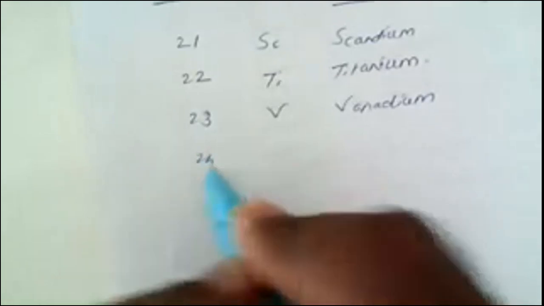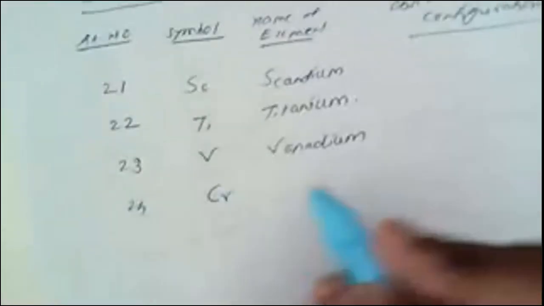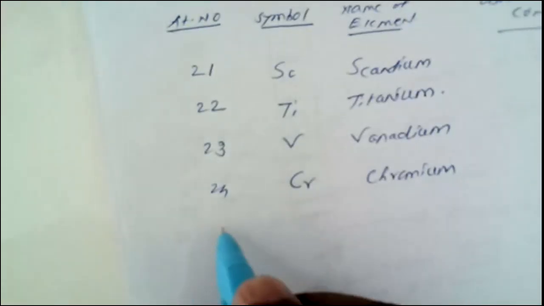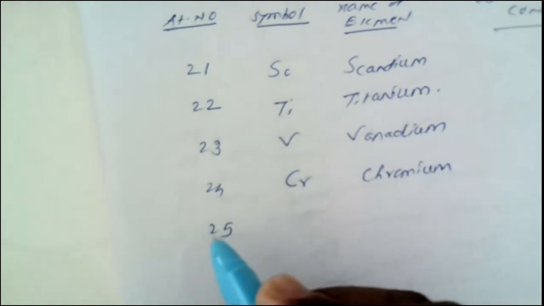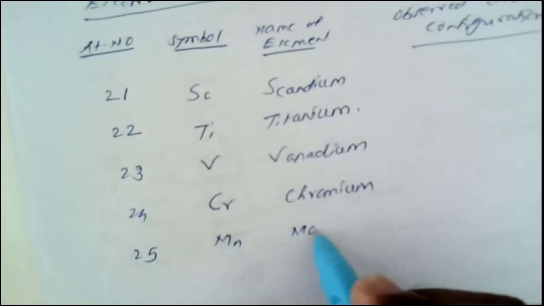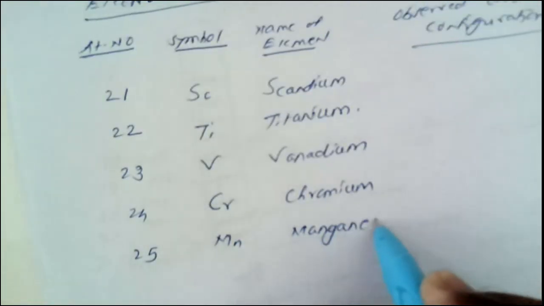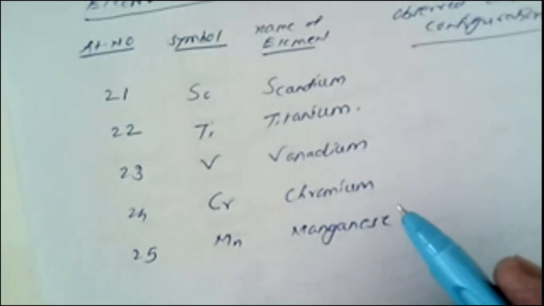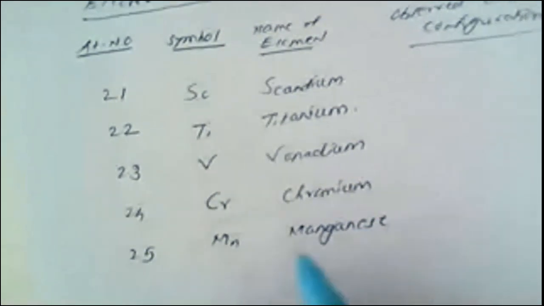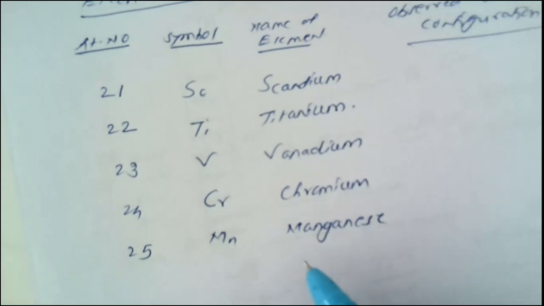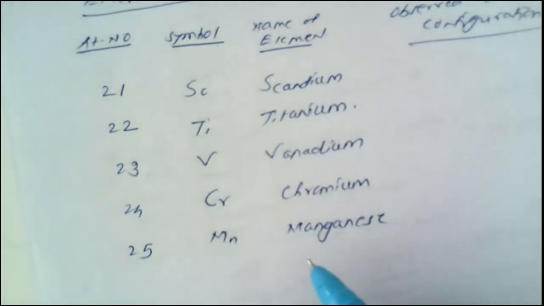Then atomic number 24, you have to write the symbol as Cr. Name of the element is chromium. Then the central element having atomic number 25, symbol is Mn, and the name of the element is manganese. Sometimes students write this Mn as magnesium. Don't write magnesium, because magnesium is a group 2A alkaline earth metal, and manganese is a d block element.